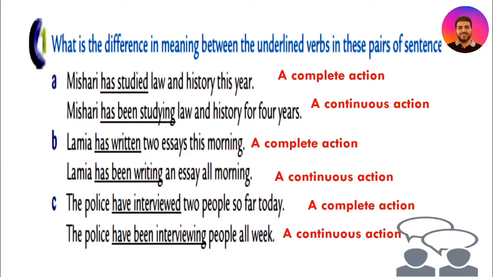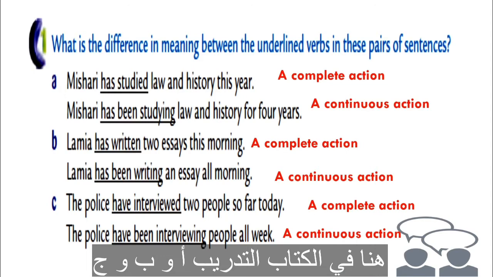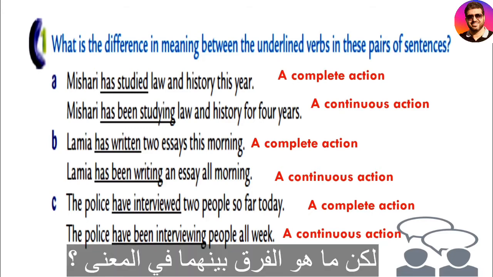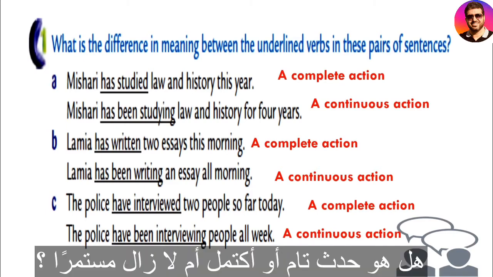Now here, if you open your student's book, you would find this exercise, and you have here A and B and C. In A, you have 2 sentences. They are almost the same, but let's look and see the difference here. What is the difference in meaning? Is it a complete action? Is it finished? Or not yet, a continuous action?